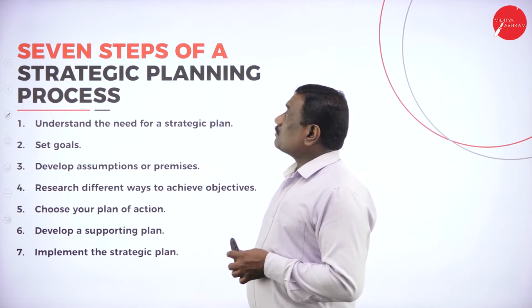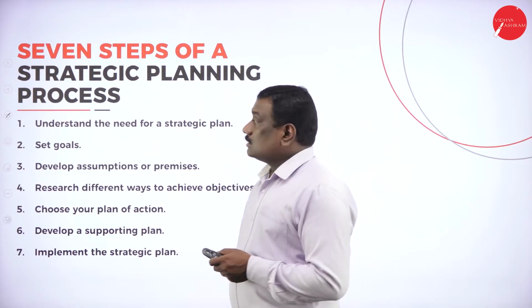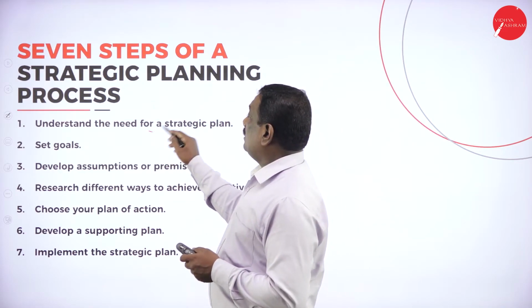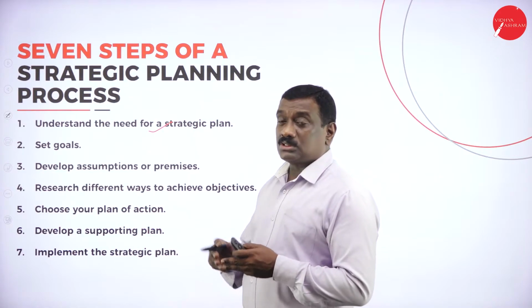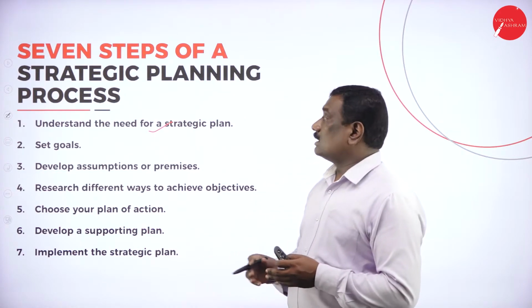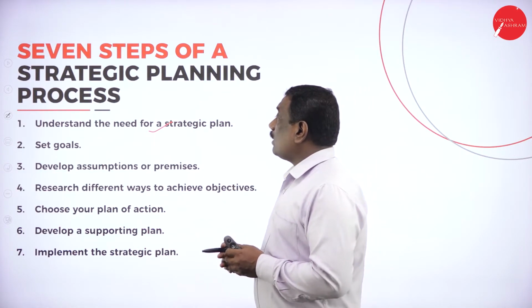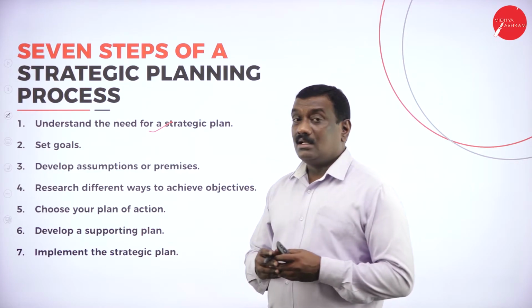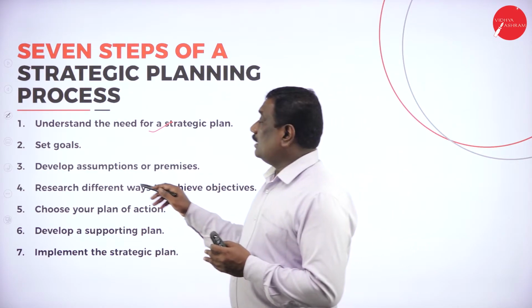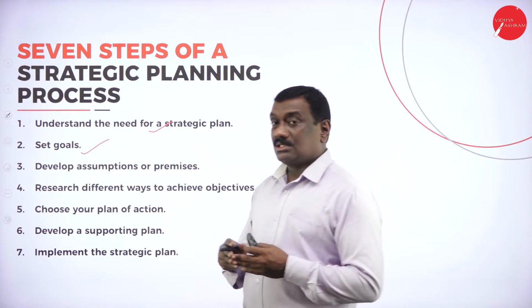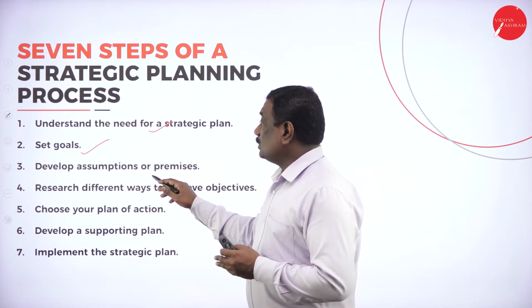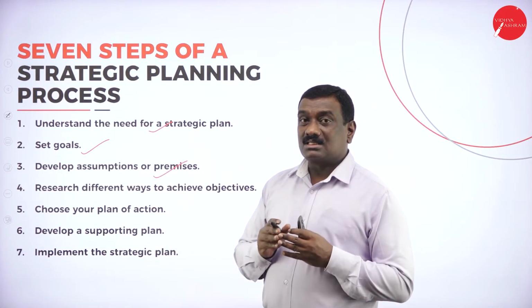Students, there are 7 steps of the strategic planning process. First is understanding the need for a strategic plan. First and foremost, the organization or company needs to understand why there is a requirement or need for a strategic plan. Secondly, accordingly, they need to set the goals or objectives. Third, they should develop the assumptions or premises, right?